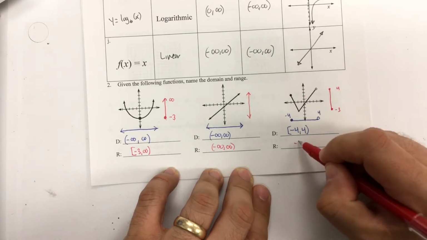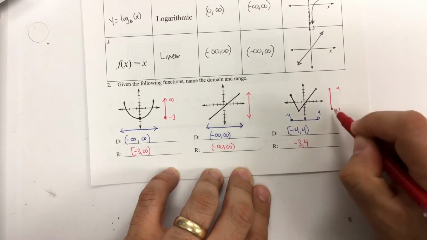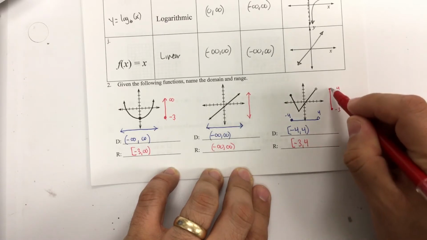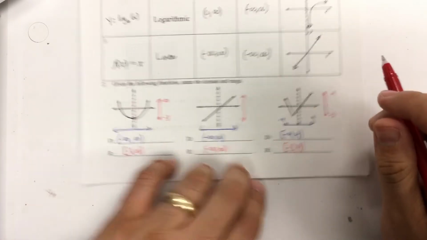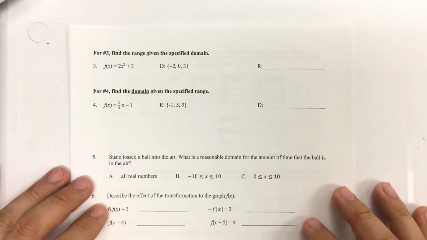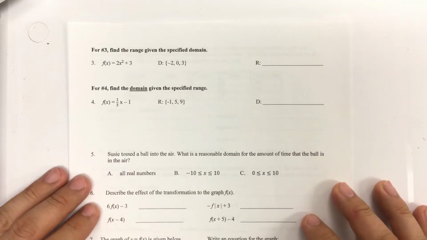So least to greatest, closed circle is a bracket, open circle is a parentheses. All right, on to the next page. All right, for here, it says to find the range given the specified domain.